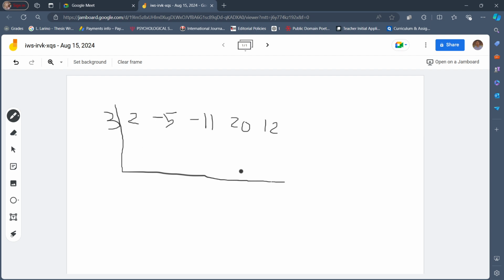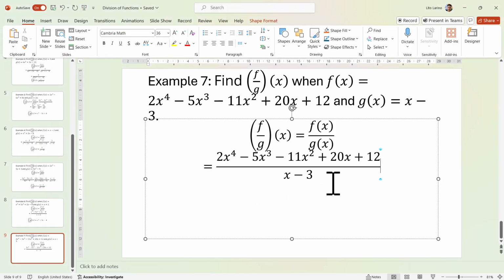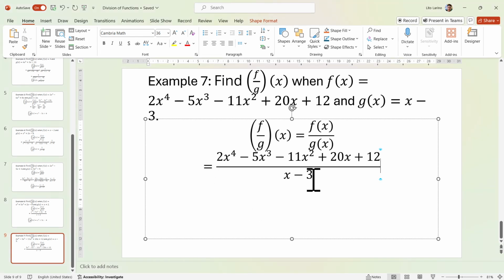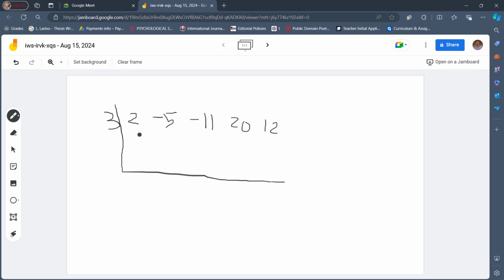Okay, let's check: 2, negative 5, negative 11, 20, and 12. And then we have our divisor 3, since x minus 3 equals 0, x equals 3. Let's bring down our first coefficient, 2. 2 multiplied by 3 is 6. Add: negative 5 plus 6 is 1, times 3 is 3. Negative 11 plus 3 is negative 8, times 3 is negative 24, plus 20 is negative 4, and then times 3 again, that's negative 12, and then the remainder is 0.